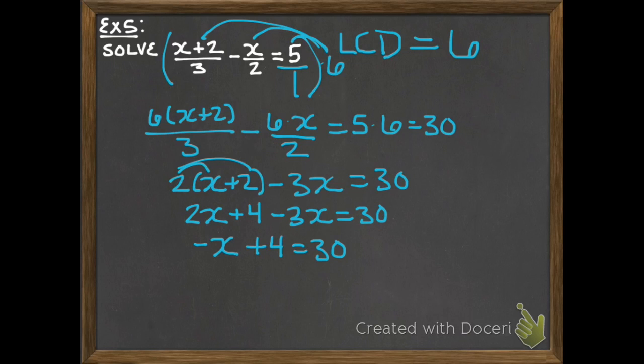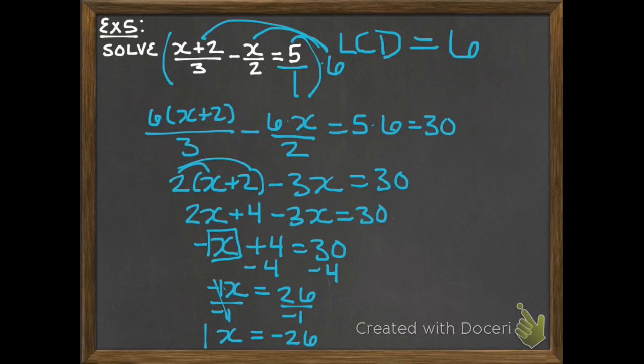Now I want to get x by itself, so the first thing I need to do is subtract 4 from both sides, and that gives me negative x equals 26. But I don't want to know what negative x is. I want to know what positive x is, so you can think of this as a negative 1 times x. You can either multiply both sides by negative 1 or divide both sides by negative 1, however makes sense in your head. But my final answer should be that x equals negative 26.